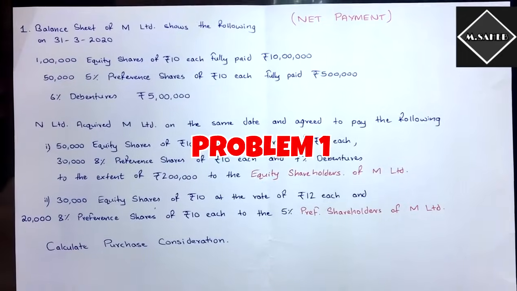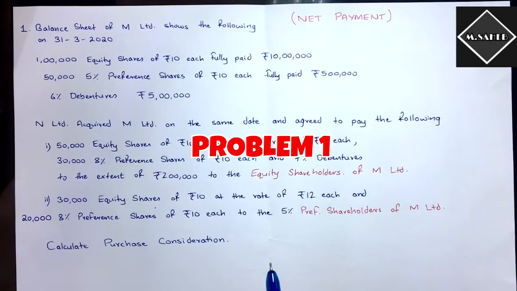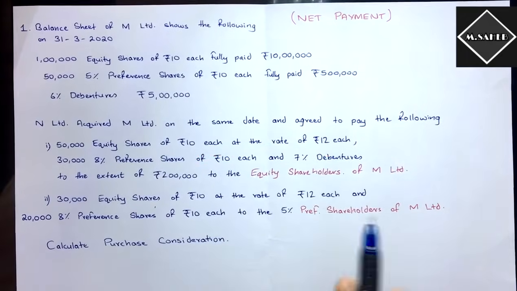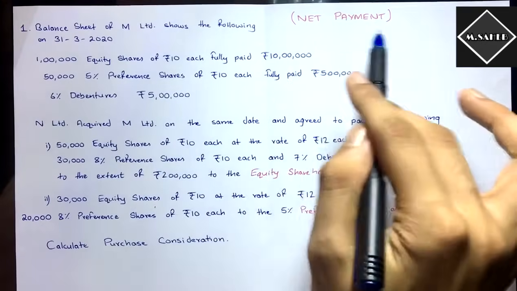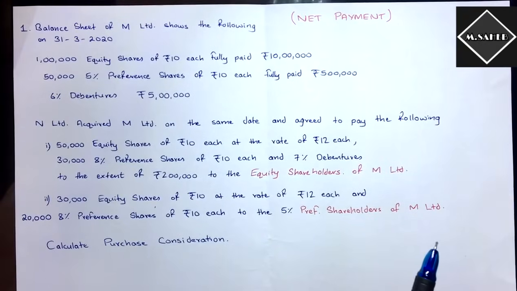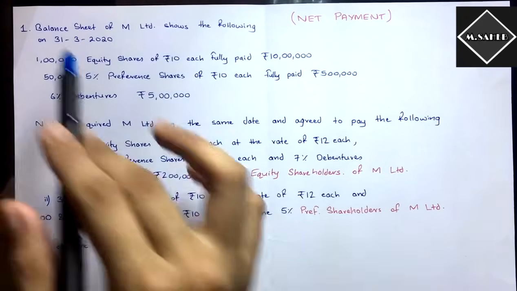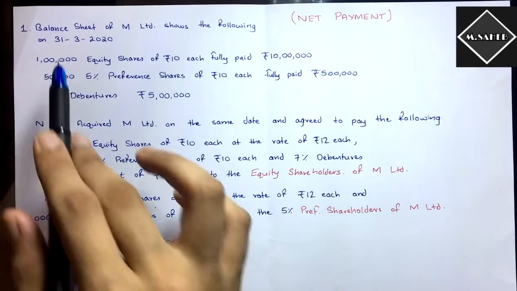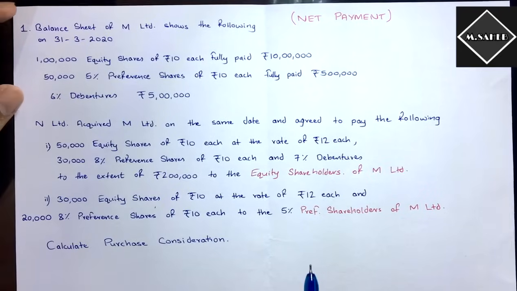Now here we have the problem of purchase consideration. This is a net payment method problem, but in the exam you will not get it in brackets like this. Here I have just written it to identify the problems, right? So now here's the question. See here, the balance sheet of M Limited shows the following on 31st March 2020. Here they have given an extract of the balance sheet.